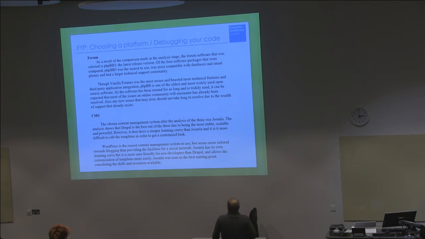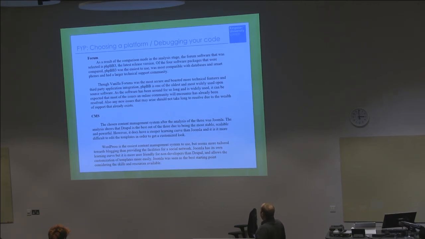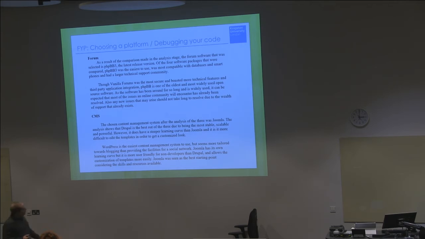"For the CMS, we chose Joomla. Analysis shows that Drupal is the best out of the 3 due to it being the most stable, scalable and powerful. It has a steeper learning curve than Joomla and is more difficult to edit the templates to get a customised look. WordPress is the easiest to use, but is more tailored towards blogging than providing the facilities for a social network." And this project was social network oriented. "Joomla has its own learning curve. Joomla was seen as the best starting point considering the skills and resources available."